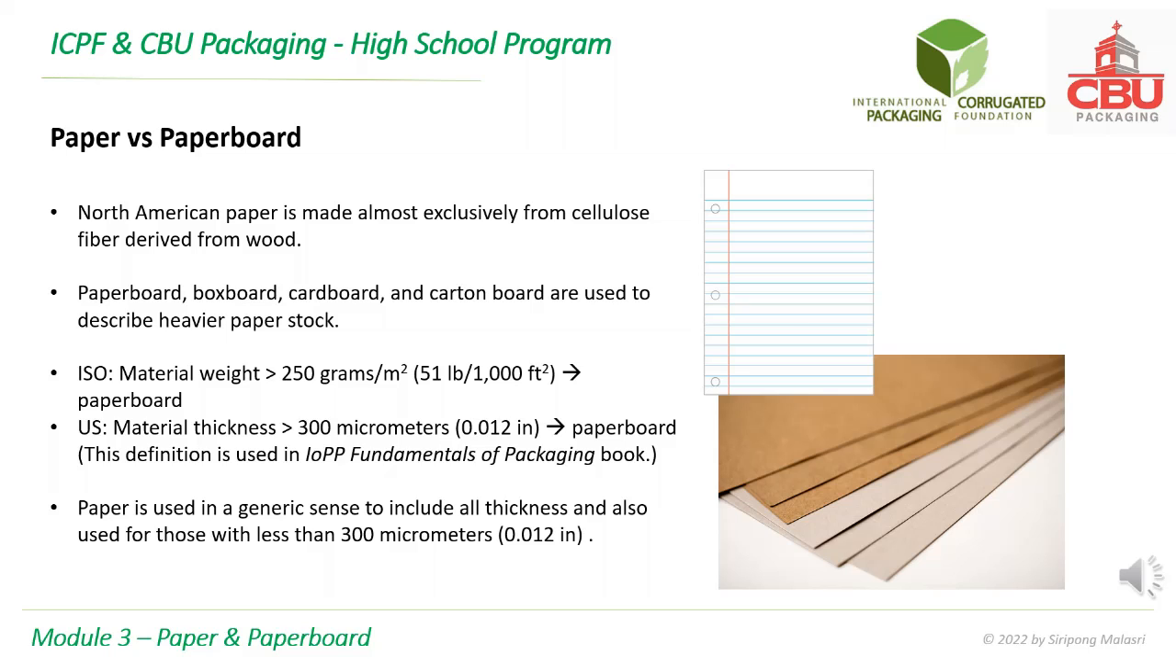ISO classifies paper by material weight. If the weight is greater than 250 grams per square meter or 51 pounds per 1,000 square feet, it is considered as paperboard. In the U.S., paper is classified by material thickness. If the thickness is over 300 micrometers or 0.012 inch, it is paperboard. This definition is used in IOPP Fundamentals of Packaging book. Paper is used in a generic sense to include all thickness and also used for those with less than 300 micrometers or 0.012 inch.